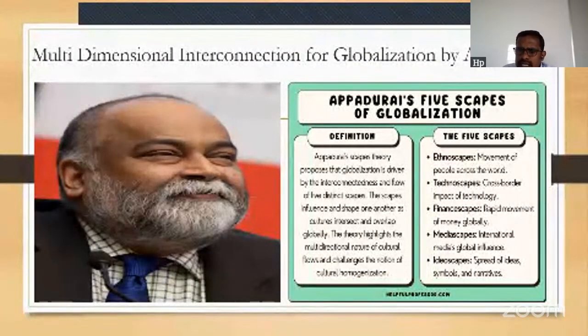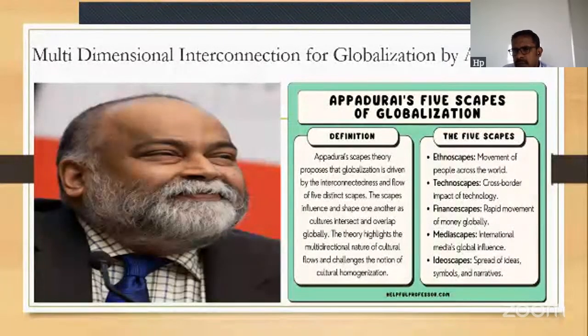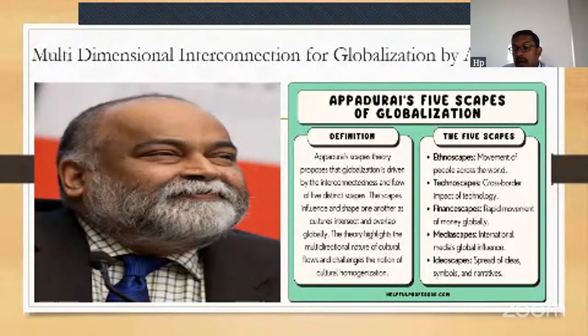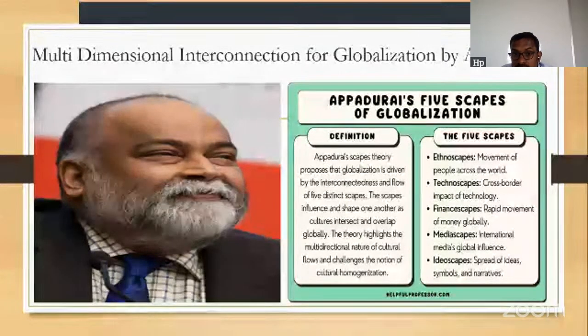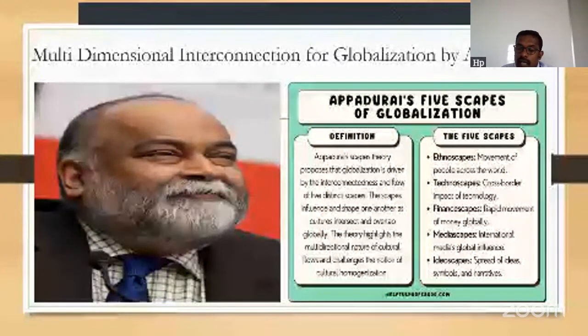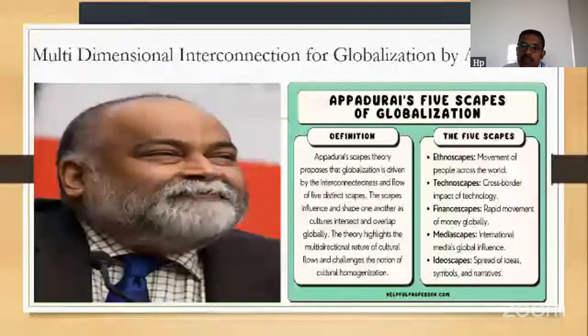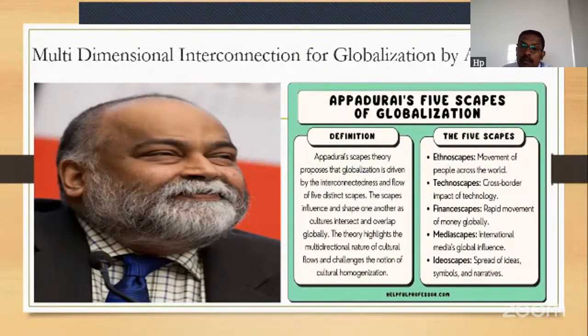So these five scapes clearly say that a scape means an interlink and a changing pattern, and in each of the scapes people are knowingly or unknowingly part and parcel of it, or the scapes are impacting globalization and the interconnectedness. Okay, so it has improved the interconnectedness between countries, between governments, between economic transactions, and between the employment force, through trade and business and everything.